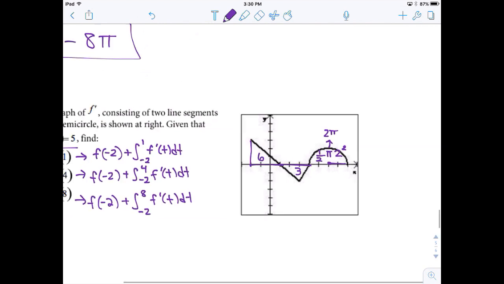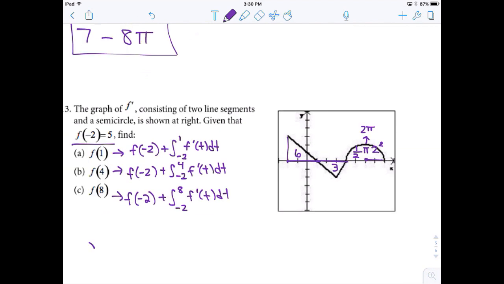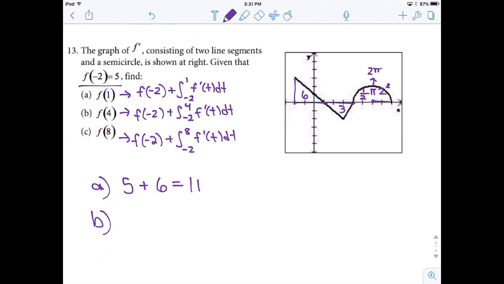So let's figure out these amounts. For A, we would have 5 plus the net change from negative 2 to 1, which is positive 6, so that's 11. For B, we would have 5 plus the net change from negative 2 to 4, so that's 6, and then minus 3. And so that is going to be 8. Notice you could also say, that is 11 minus 3 because this is the 11 from right there, right? So you could do that too.